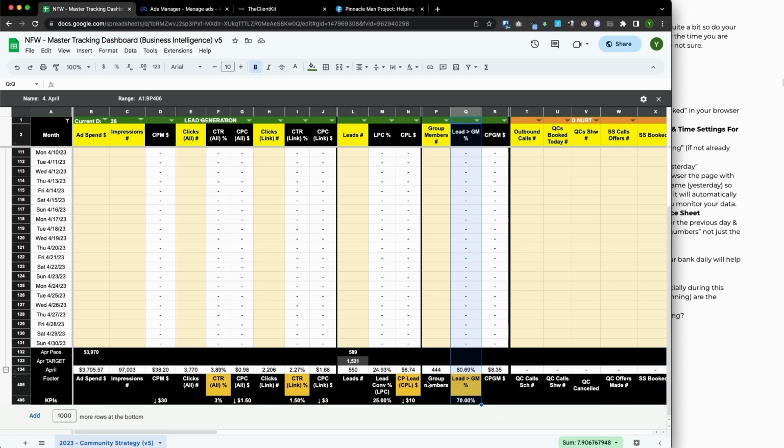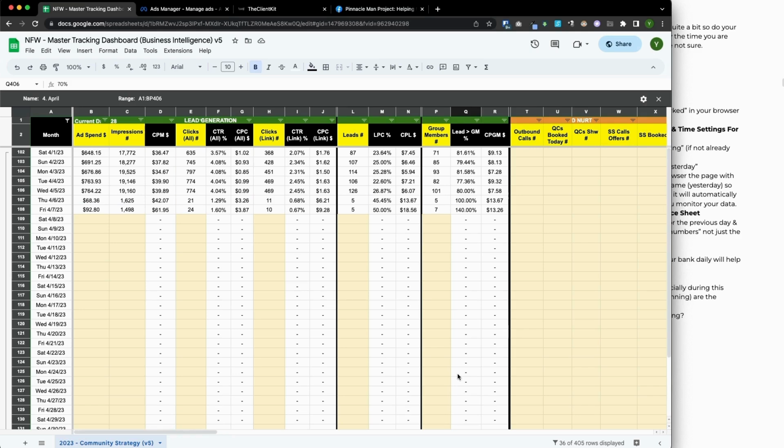So in this case, look at this, we got 550 leads for the month so far. We got 444 group members. That means we have an 80% lead to group member percentage. And that means that it's supposed to be above 70% as the KPI on there, right? So we can see that very easily all in the master tracking sheet.